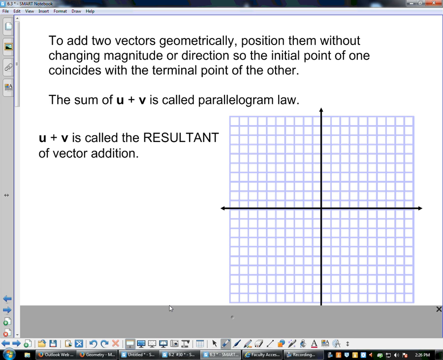So let's make up two vectors. Let's say vector u is 2, 4, and vector v is 5, 1. If I'm going to graph these, and I didn't give you any room, let's use the graph instead: 1, 2, and 3, 1.